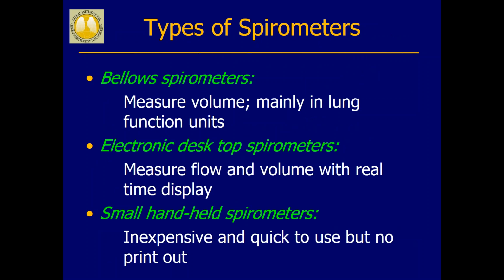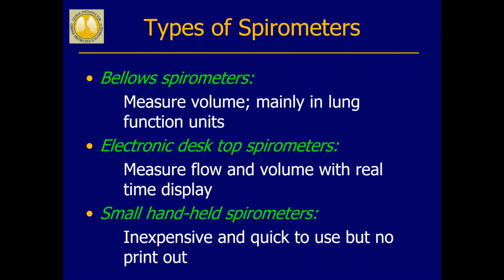So I'm just going to give you a brief overview of the spirometers that are out there. There's a bellows spirometer, which you won't really see unless you're in a formal lung function lab, maybe mostly at the hospitals and the pulmonary doctor's offices, and they measure lung volume in a very sophisticated manner. Electronic desktop spirometers, which is what I would recommend primary care practices to purchase and use, measure flow and volume with real-time display and ability to print out those results. And then there's small handheld spirometers, which are inexpensive and quick to use.